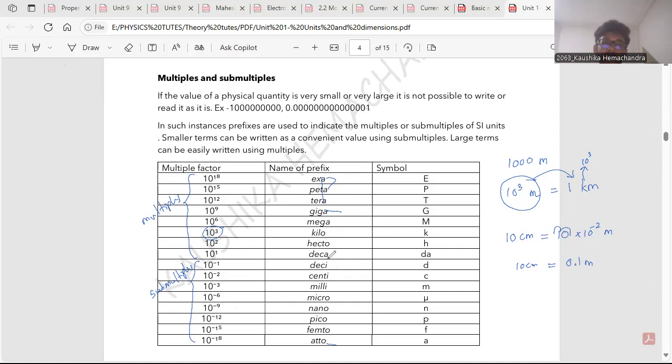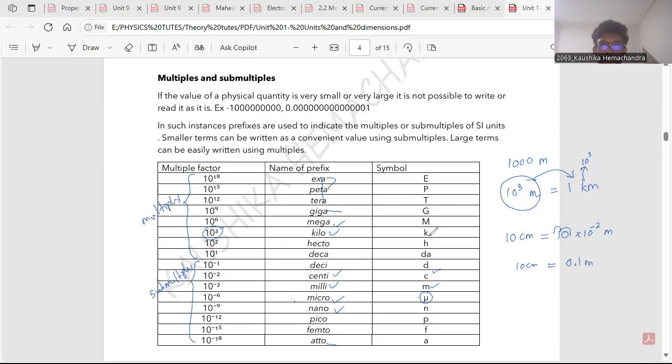Deci is 10 to the power minus 1. Centi 10 to the power minus 2. Milli 10 to the power minus 3. These ones you will use a lot. Mega, kilo, centi, milli, micro, nano, very much. Micro and milli conversion will be used a lot. So micro, nano, pico, femto, atto. The micro symbol is given here. It's a Greek symbol, right? Others just have English symbols.